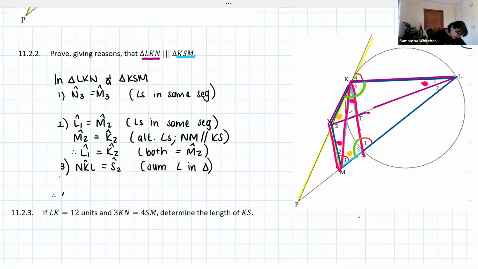So therefore, triangle LKN, double check your order. 99% of the time they give it to you in order, but just check. Angle L matched up with angle K, angle K matched up with angle S, and angle N matched up with angle M. They are similar because of angle, angle, angle.